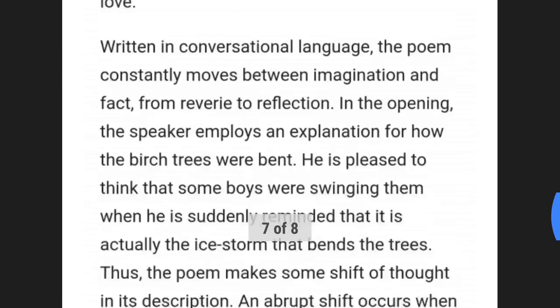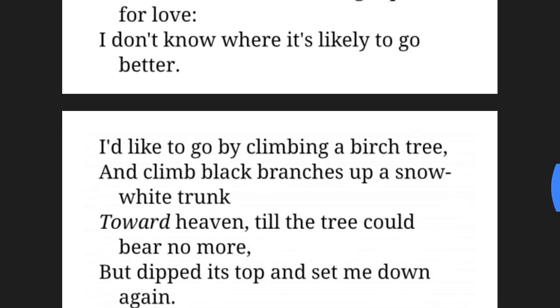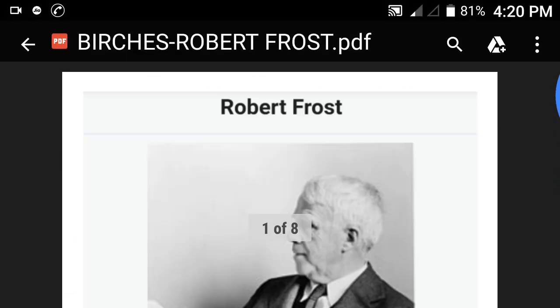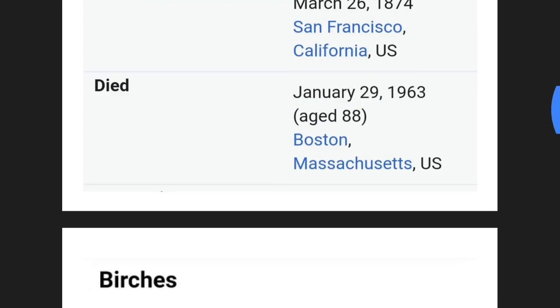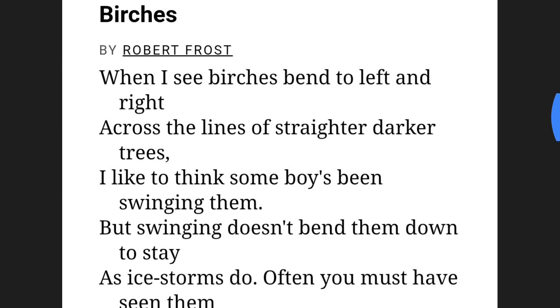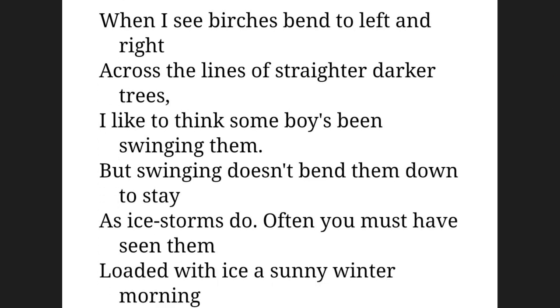So now let's look at the poem and let's try to understand what the poem is all about. It's a long poem, so you are expected to follow the text line by line as I explain. Birches by Robert Frost. When I see birches bent to left and right across the lines of straighter, darker trees, I like to think some boy's been swinging them. But swinging doesn't bend them down to stay as ice storms do. Often you must have seen them loaded with ice a sunny winter morning.